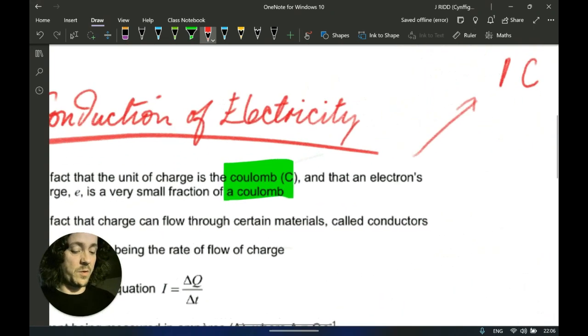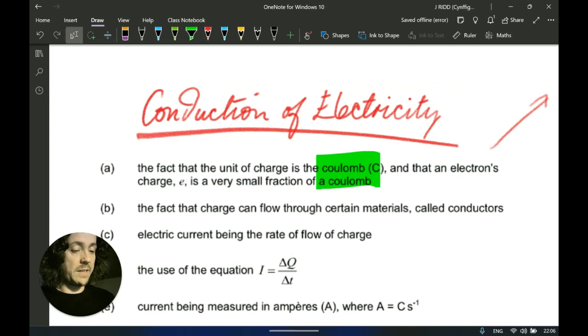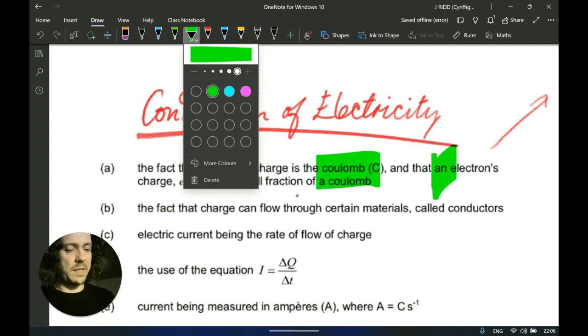So that's all we say with the first part. I'm going to go ahead and just give that a little tick, I think. For some reason my highlight has gone enormous. Let's take that down a notch.